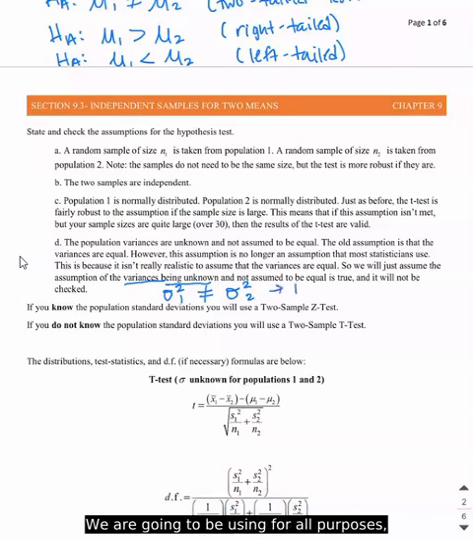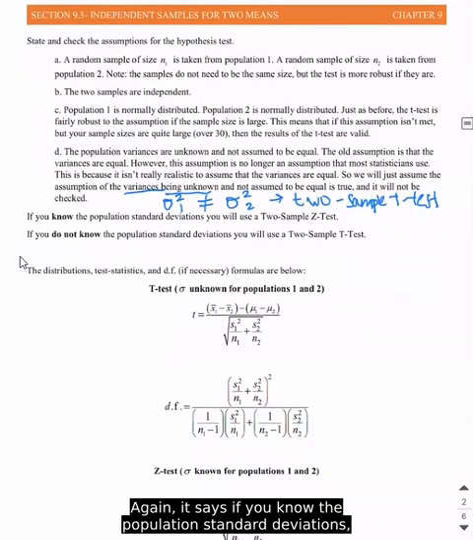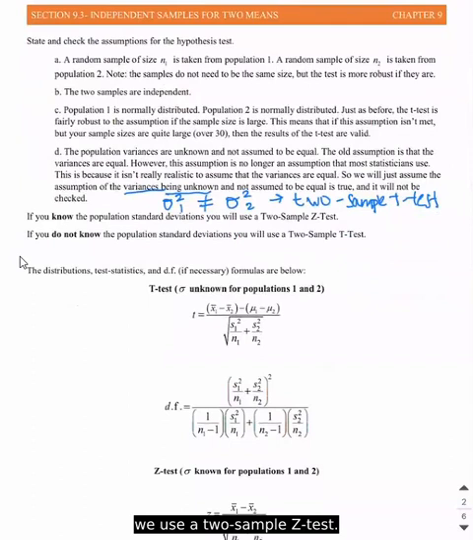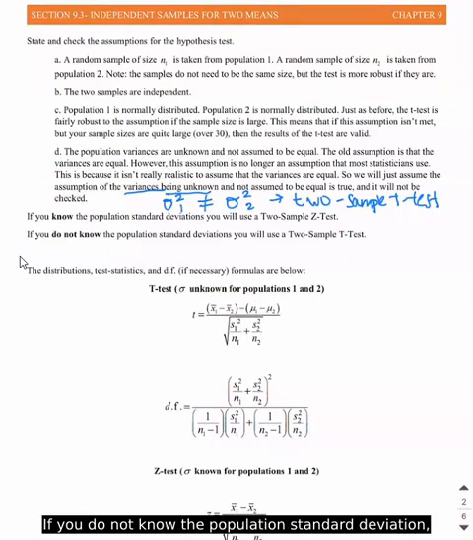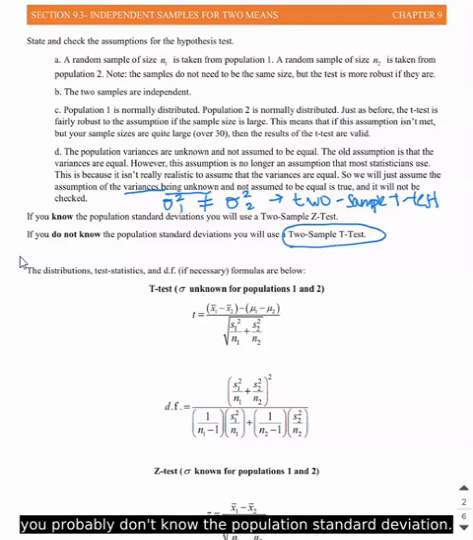So we are going to be using, for all purposes, a 2-sample t-test. I do show and talk about a z-test, but we're going to focus on the t-test. Again, if you know the population standard deviations, we'll use a 2-sample z-test. If you do not know the population standard deviations, we'll use a 2-sample t-test, and this is the one we're going to use. If you think about it, if you don't know the population means, you probably don't know the population standard deviation. So we usually just use the 2-sample t-test.